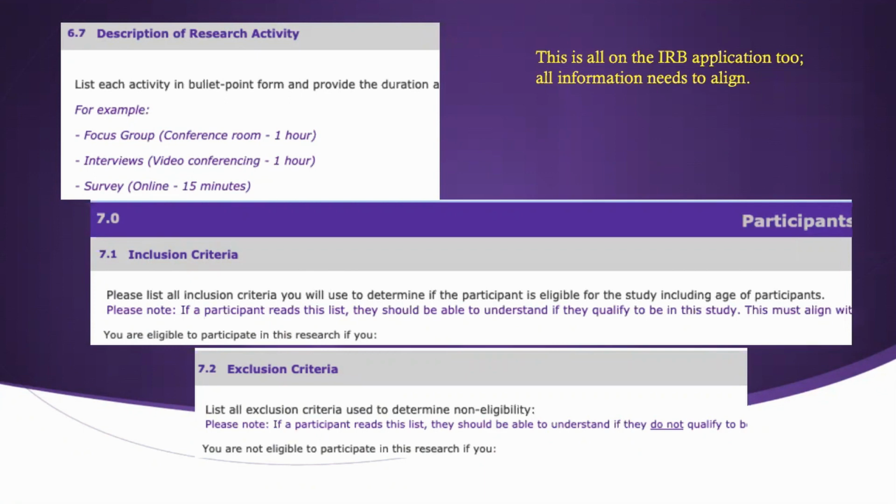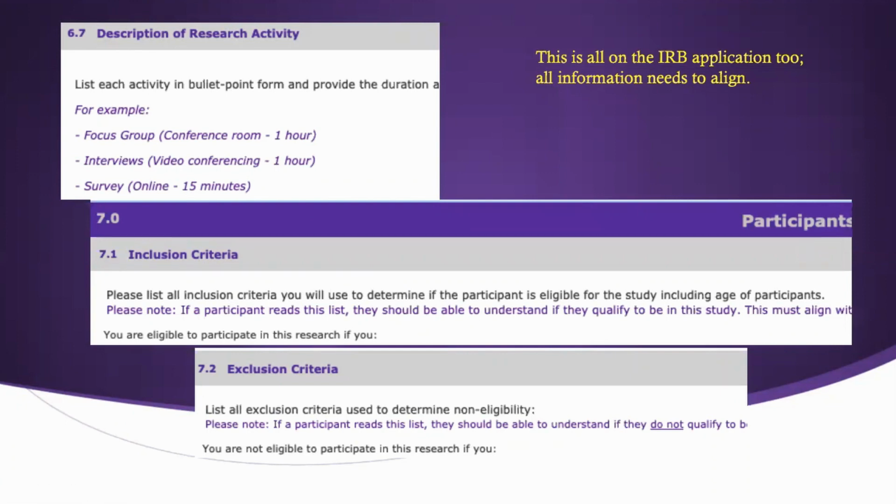As part of our online submission system, we ask you to describe the research activities. We ask you to describe the inclusion criteria, what it means to be a participant in that study, and the exclusion criteria. And if you've already fleshed all of that out, it's going to be super cinchy for you to go back and fill this out within our submission system.